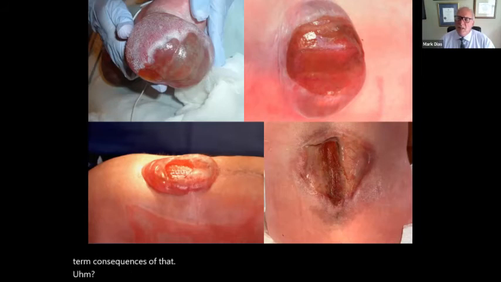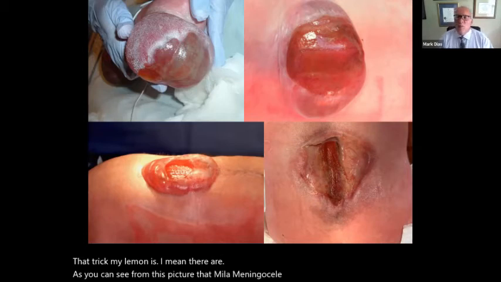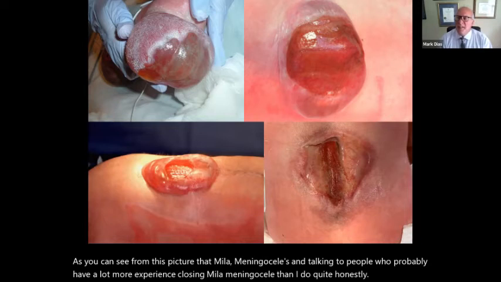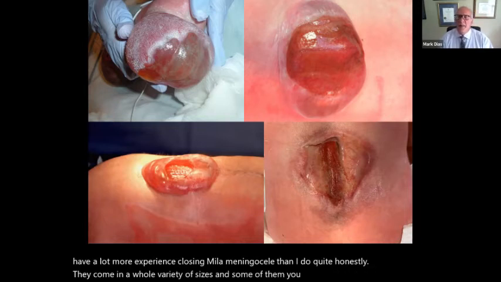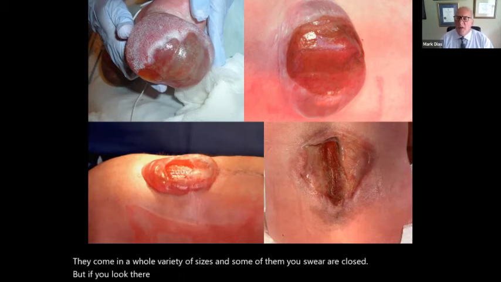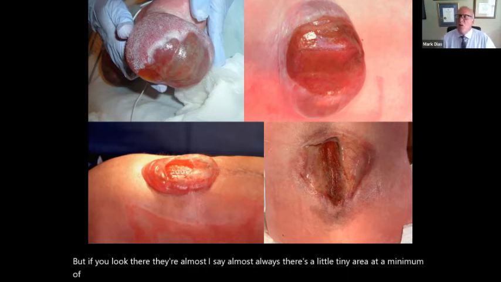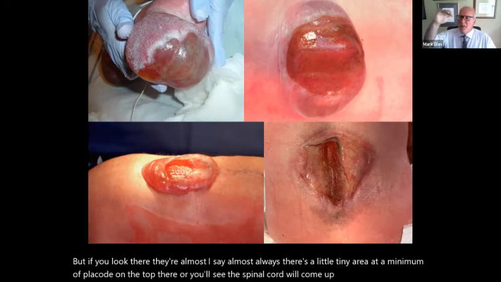The atretic myelomeningocele, as you can see from this picture, comes in a whole variety of sizes, and I'm talking to people who probably have a lot more experience closing myelomeningocele than I do, quite honestly. Some of them, you swear, are closed. But if you look, almost always there's a little tiny area of placode, or you'll see the spinal cord come up underneath and attach to the dome.